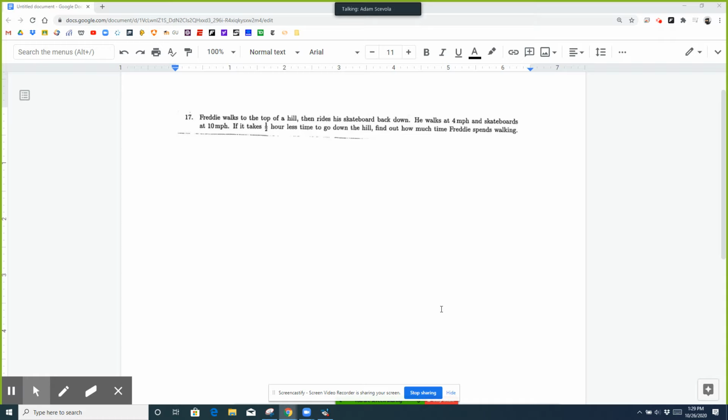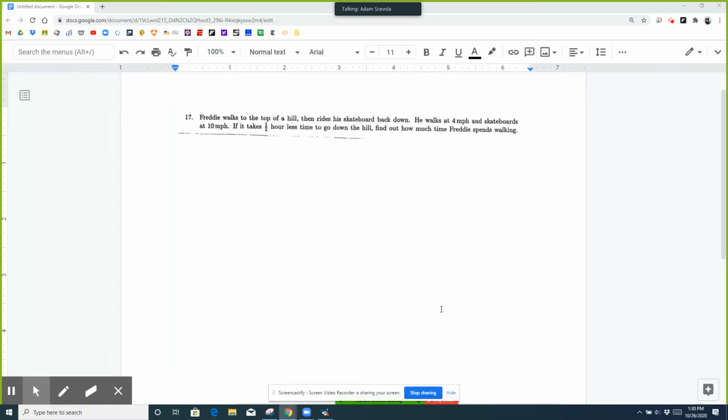Okay, for this related rates problem, we have: Freddie walks to the top of a hill, then rides a skateboard back down. So he's going up a distance and he's coming down the same exact distance. He walks at 4 miles an hour and skateboards at 10. So it makes sense, he's going up slower than he comes down. If it takes a half hour less time to go down the hill, find out how much time Freddie spends walking.